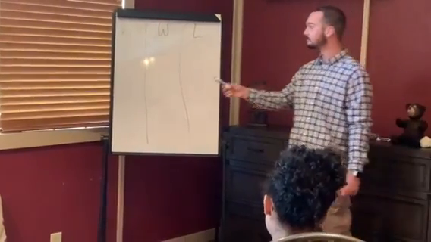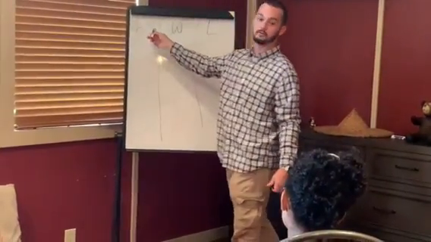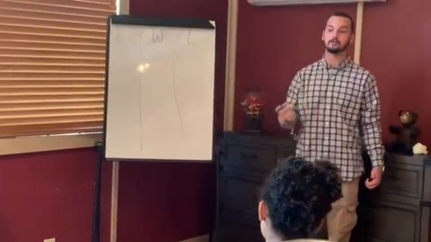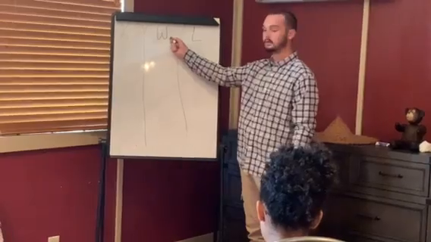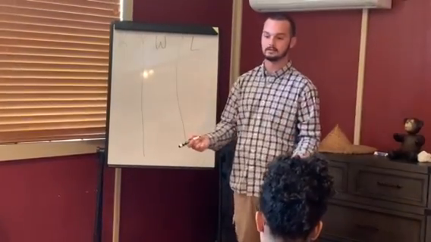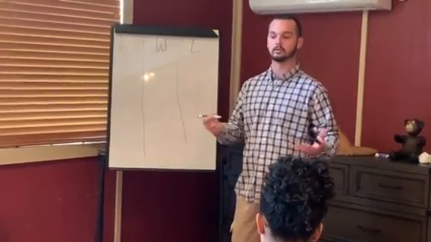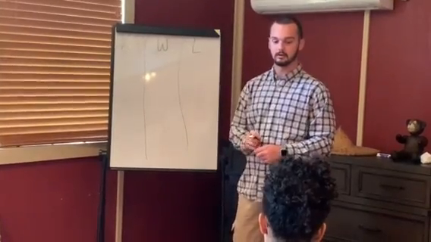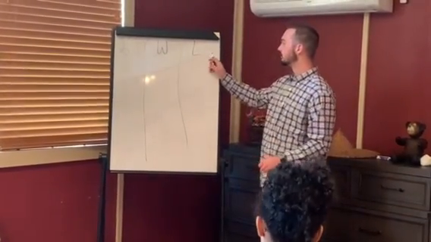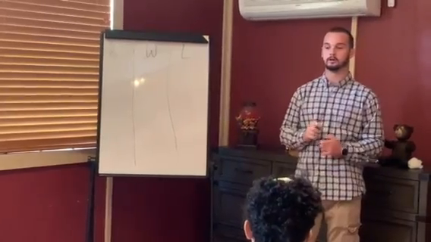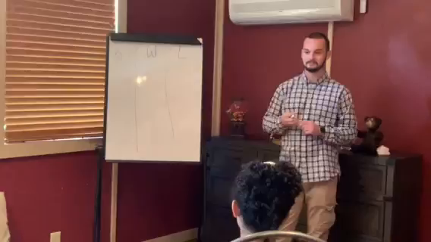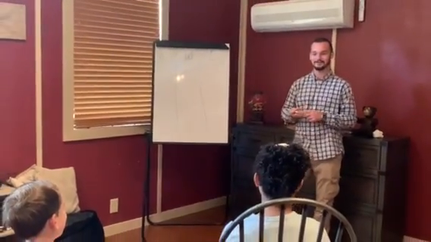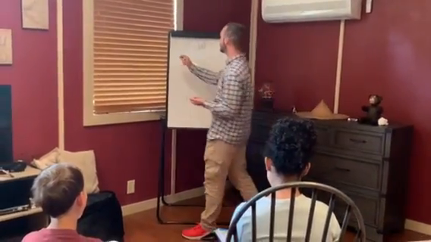The K is for what you already know about the topic. The W is what you want to know, what you want to learn in the topic. And the L is what you learned from the reading. Does everybody understand? Yes. Okay, good.